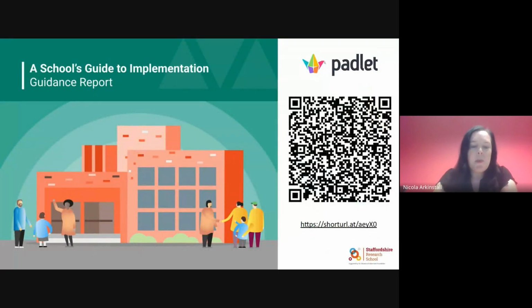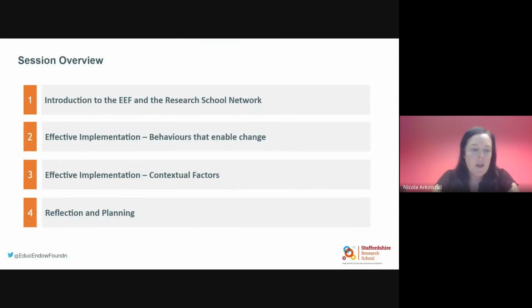So this is what we're going to focus on today, the EEF's new guide to implementation. We have put a Padlet together for you, so if you scan that QR code or go to that web address when you get the slides, you will find all the resources, all the documents that can really support effective implementation. All the research that underpins that guidance report is there as well, along with some resources and some implementation sessions.